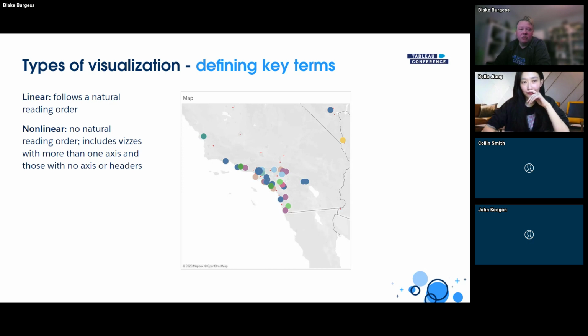In general, these include vizzes that have more than one axis and those that have no axis or headers. Some examples of these include maps, scatter plots, packed bubble charts, and more.